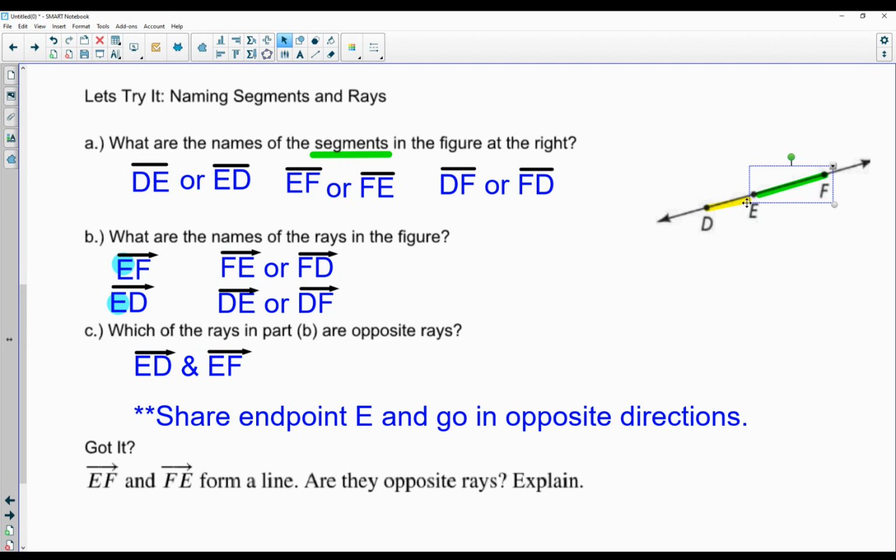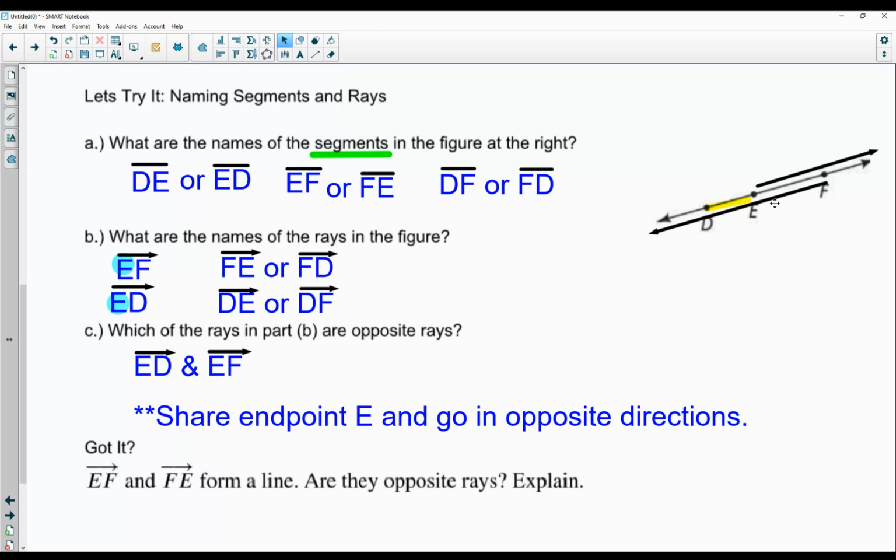Okay, so you have EF. I'm going to take my arrow. I'm just going to go like from E to F, there. And then you have from F to E, there. So they form a line, certainly. But are they opposite rays? So just because 2 rays form a line, do they make it opposite rays?